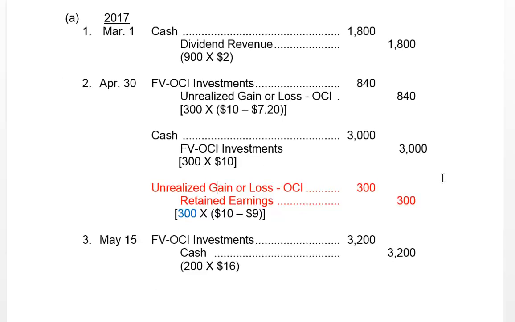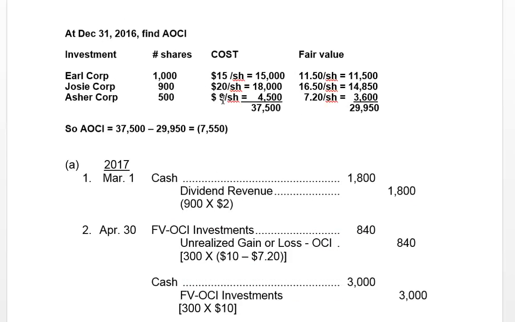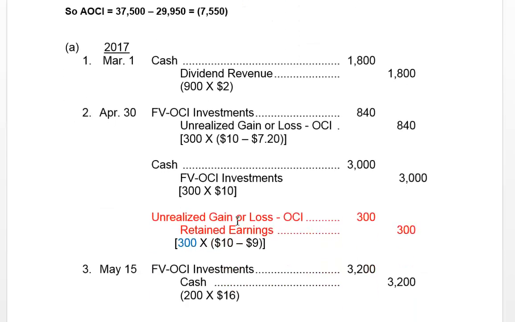Step three would say now we have to look at all of our cumulative unrealized gains and losses on these 300 Asher shares and reclassify them to retained earnings. So what do you have? Well, cumulatively, you know that you bought them at $9 a share, but now you've sold them at $10 a share, right? So cumulatively, you've got an unrealized gain of $1 a share. So what are you going to do? That gain is going to be reclassified.